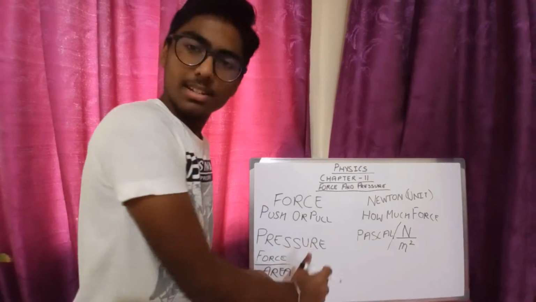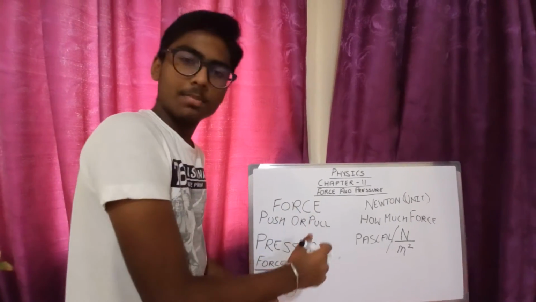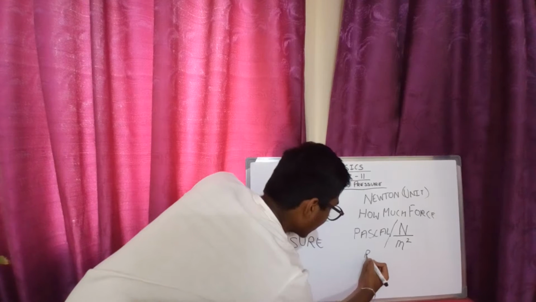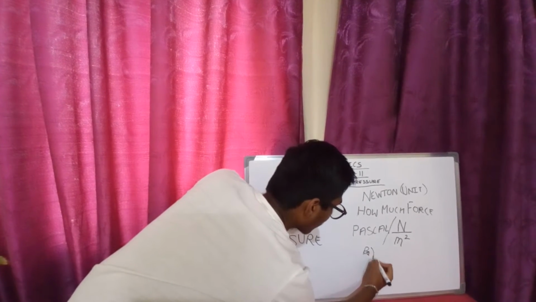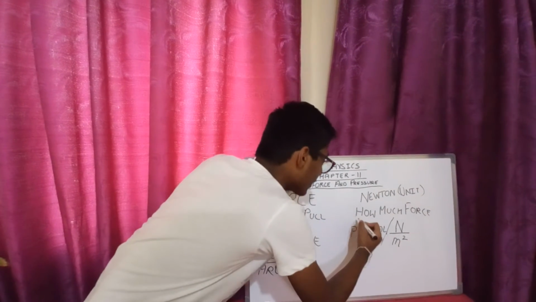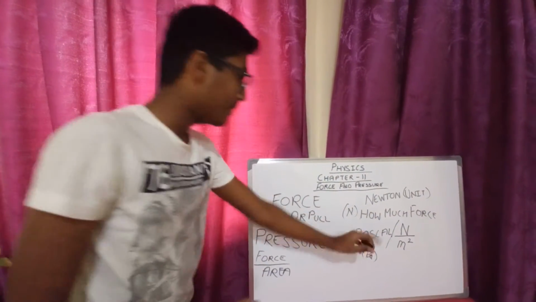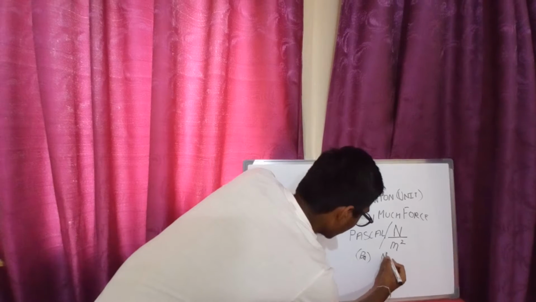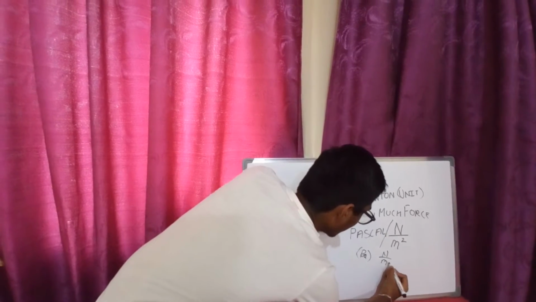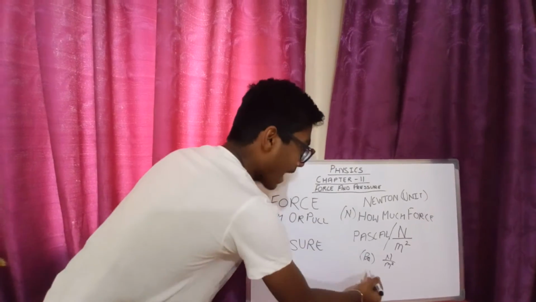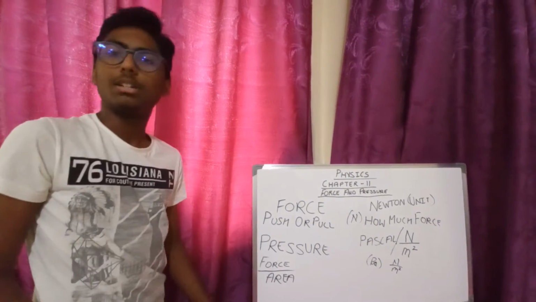And what is Pascal? Pascal is the unit or the measurement of how much pressure. Pascal is denoted by Pa, and Newton is denoted by N. What is N by m2? N means force and m2 means area, as we have seen here. So either we can write Pa, Pascal, or Newton upon meter square.